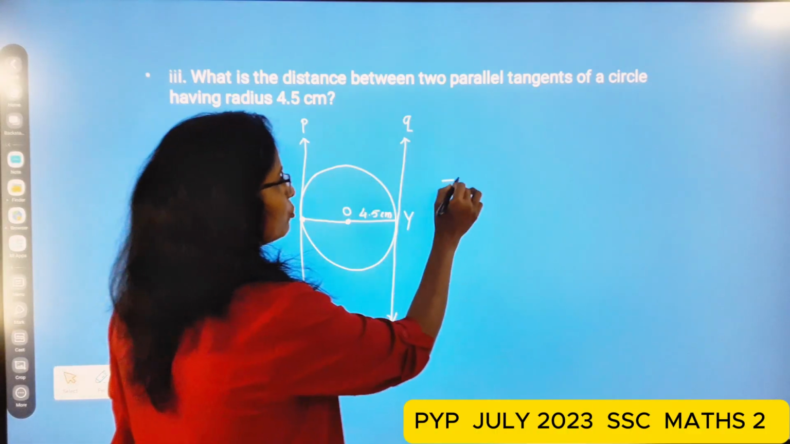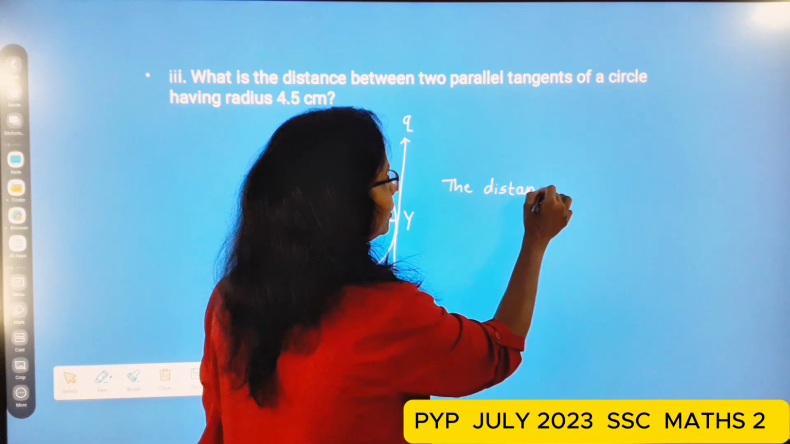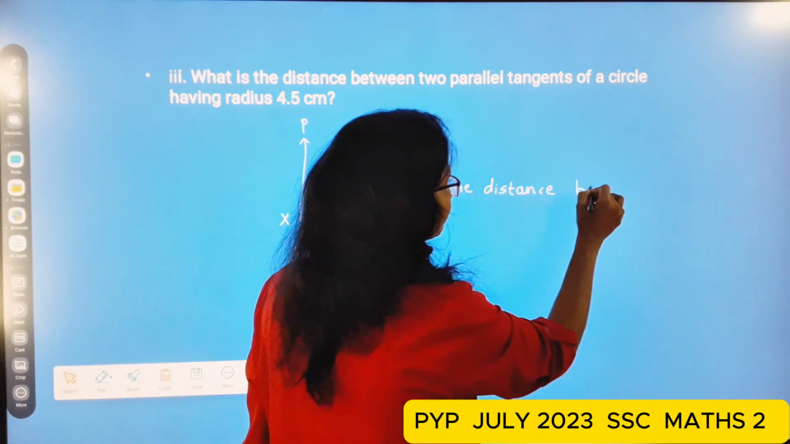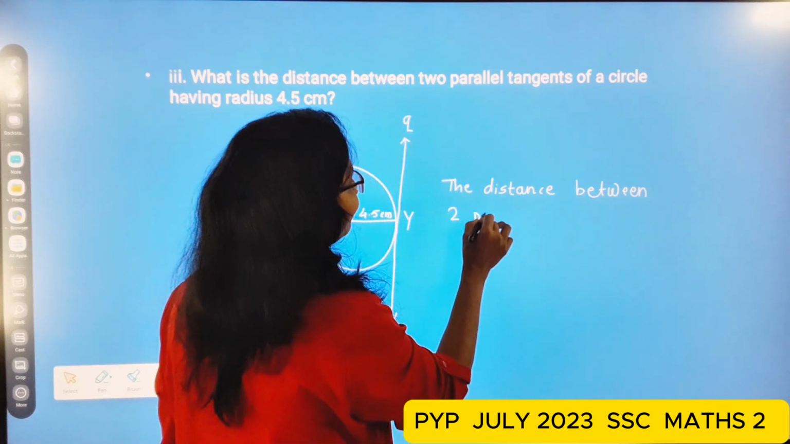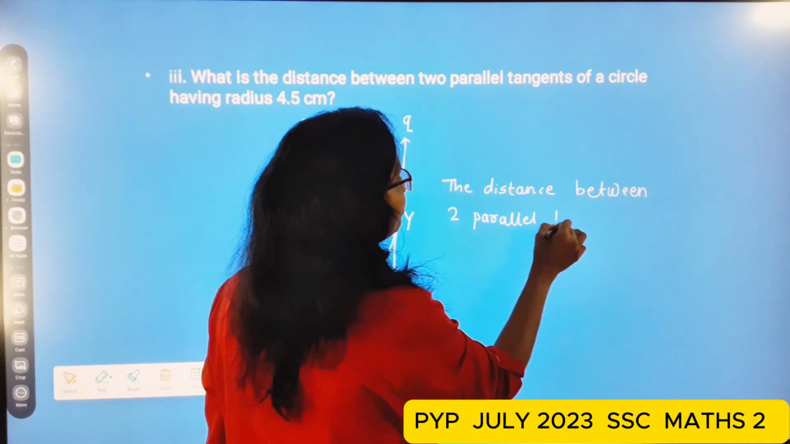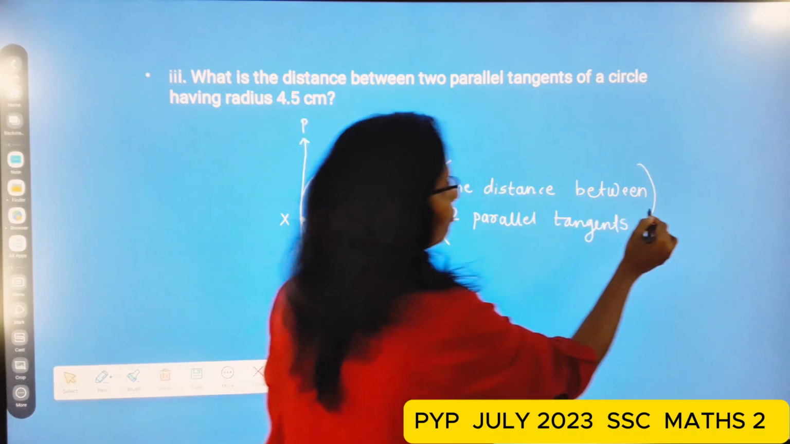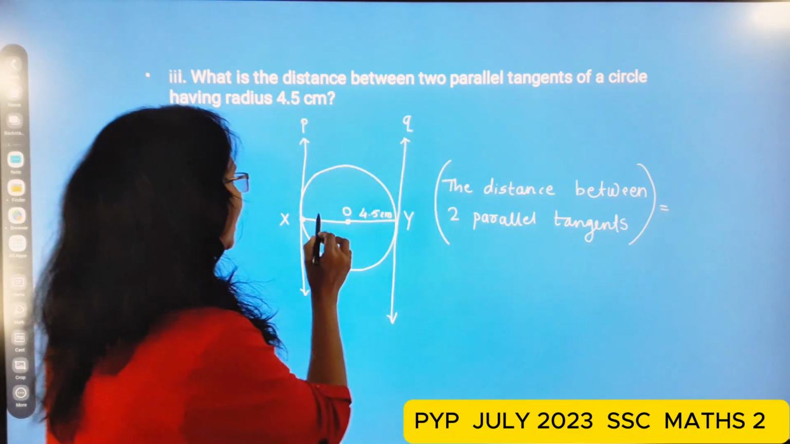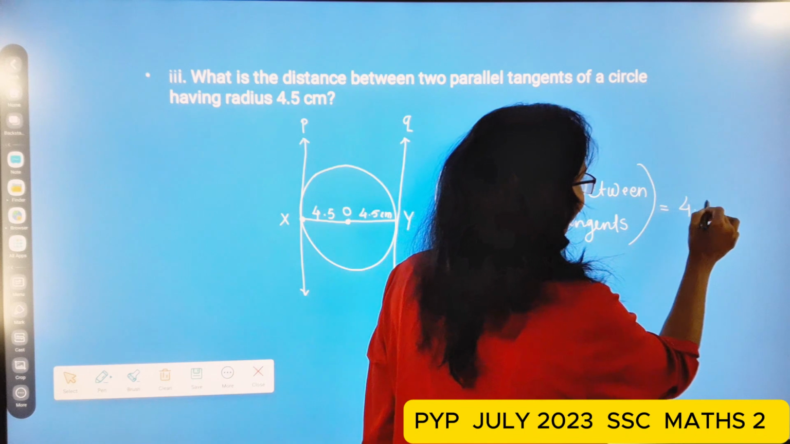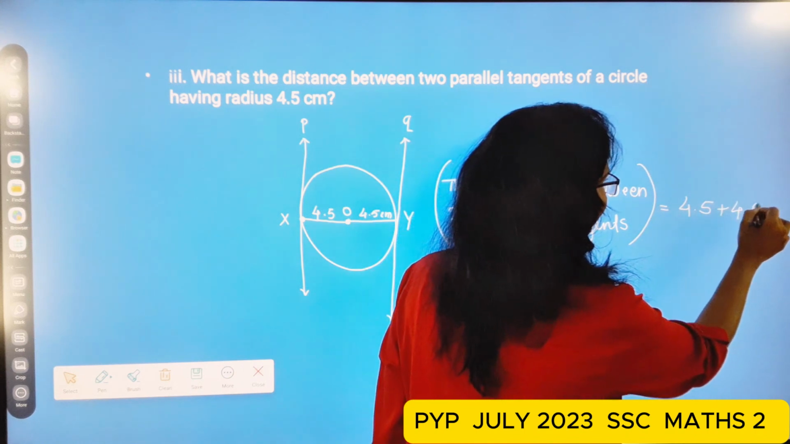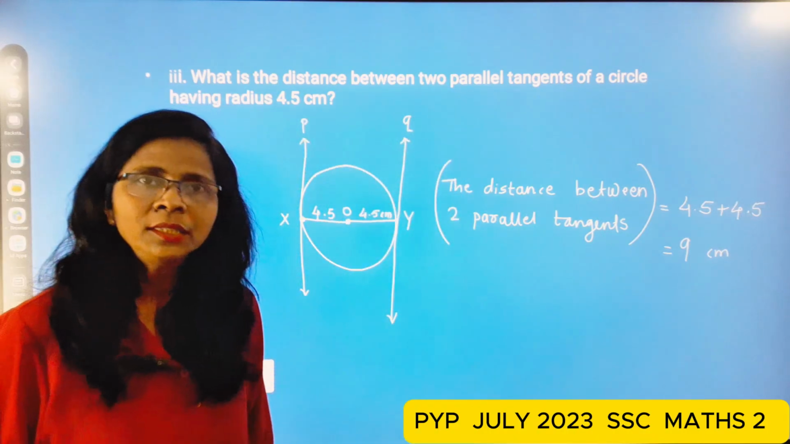So here, students, we write that the distance between two parallel tangents is equal to 4.5 plus 4.5, which is equal to 9 centimeter.